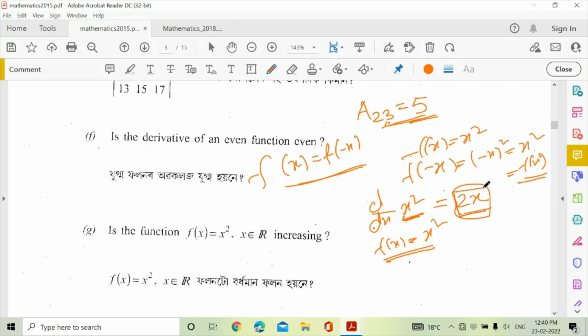Let us try to check whether the function is even or not. You have to check this function. So here f of x is equal to twice x. Let us try to find out f of minus x, equal to what? Minus twice x. Am I correct?